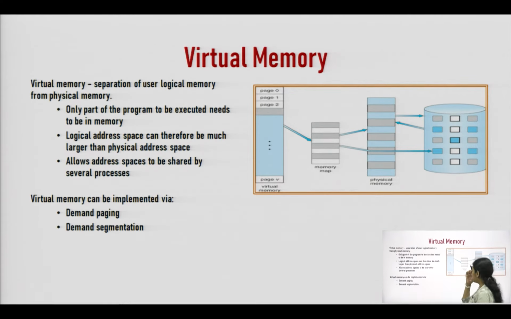Now, in the diagram here you can see we have a virtual memory where we have n number of pages, page 0, page 1, page 2 up to page V. Then we have a memory map, where we know how these pages will be mapped into the physical memory. This is our physical memory where the process is actually stored for execution. And this is our backing store.